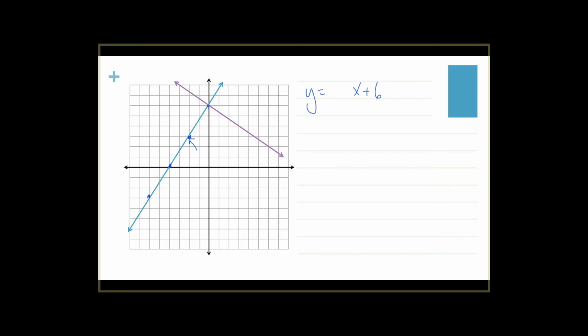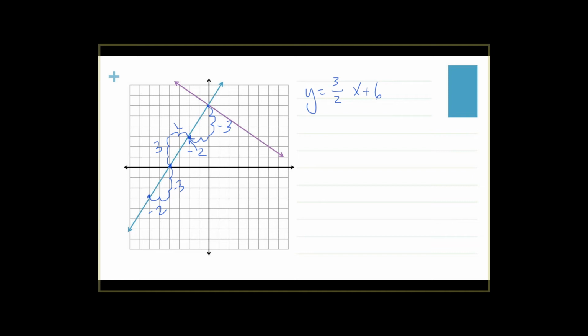Now I'm going to say looks like it's down 3 over 2. Negative 3, negative 2. Let's try again. Let's go up because we're kind of in the way there. Up 3, left 2. Looks like my slope is 3/2. Down 3, left 2. 3, 2. So my slope is 3/2.